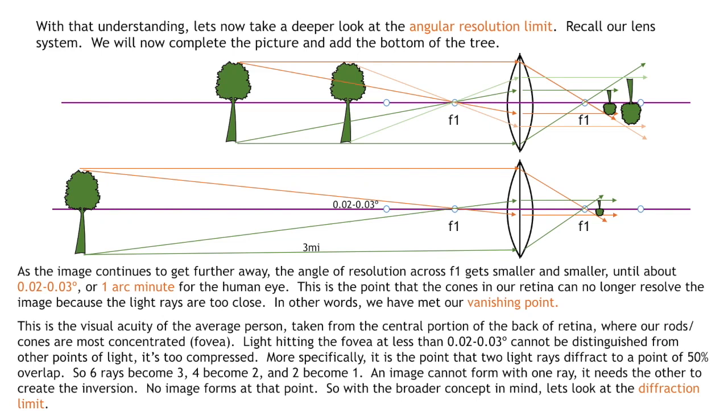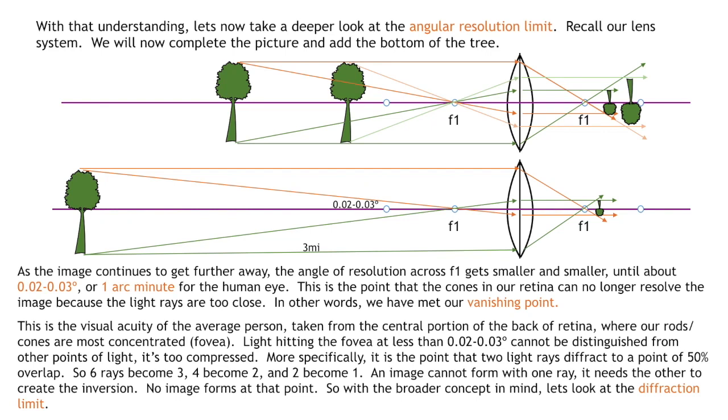So as the image continues to get further away, now looking at the middle diagram, the angle of resolution across f1 gets smaller and smaller. As you can see between the two pictures, as we move this tree out to our left, that angle is getting smaller and smaller until it gets to about 0.02 to 0.03 degrees, or 1 arc minute of the human eye. And this is the point that the cones in our retina can no longer resolve the image because the light rays are too close. In other words, we have met our vanishing point, and the information cannot be resolved.